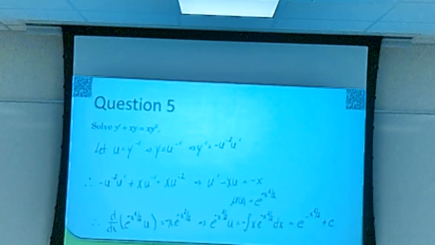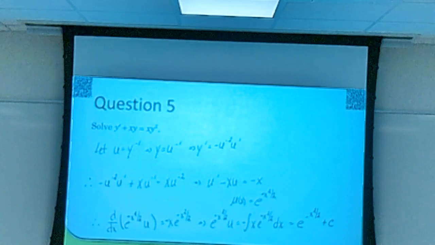Multiply by e to the x squared over 2. U equals 1 plus c e to the x squared over 2. Don't you have to multiply the entire integral by the negative? That was outside the integral. Already accounted for that. Or you did.